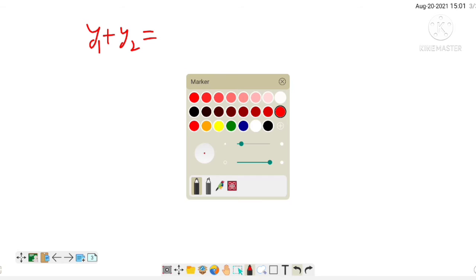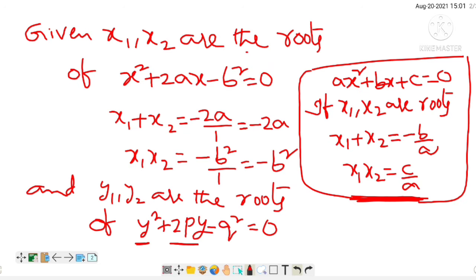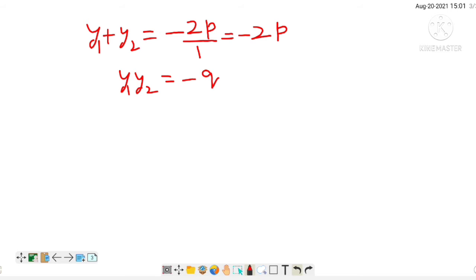So minus 2p by 1 is equal to minus 2p, and the product of roots y1 y2 is equal to c by a. So here c is minus q square and the y square coefficient is 1. So the product of roots y1 y2 is minus q square by 1, that is minus q square.